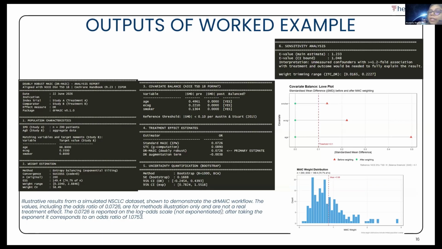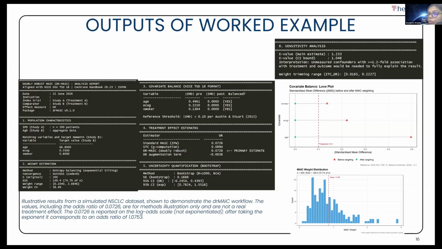So this is the actual drMAIC report output, and I will pick out a few highlights rather than narrate every line. One quick caveat before the numbers. Everything on this slide comes from a simulated NSCLC dataset, so it's purely illustrative of the workflow. The 0.0726 is on the log odds scale. Exponentiating it gives an odds ratio of 1.0753. It's a property of simulated data, not a real treatment effect.